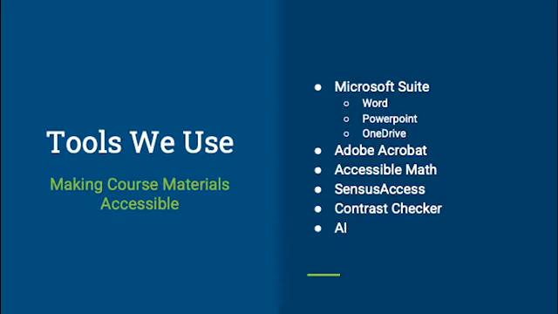As far as our toolbox goes, you've likely heard about and/or use most of these tools on a daily basis. We use the Microsoft Suite, including Word and PowerPoint, and OneDrive. We also use Adobe Acrobat, accessible math programs, Census Access, color contrast checkers, and even AI in some cases.